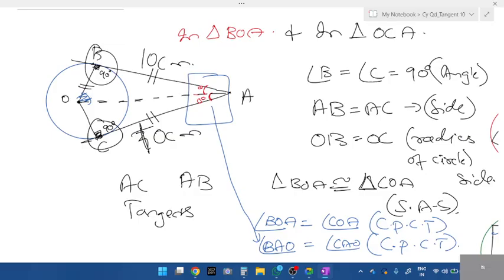Write in the formula part, students. Just draw this diagram. I told you all to maintain a book for formulas. Just write it.